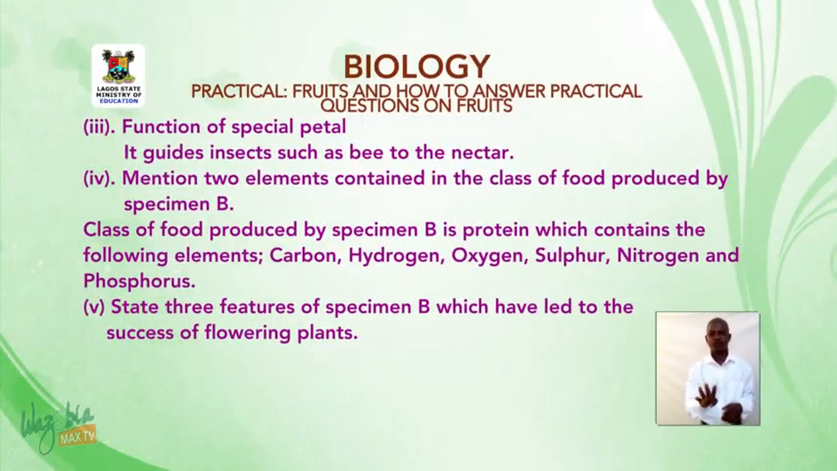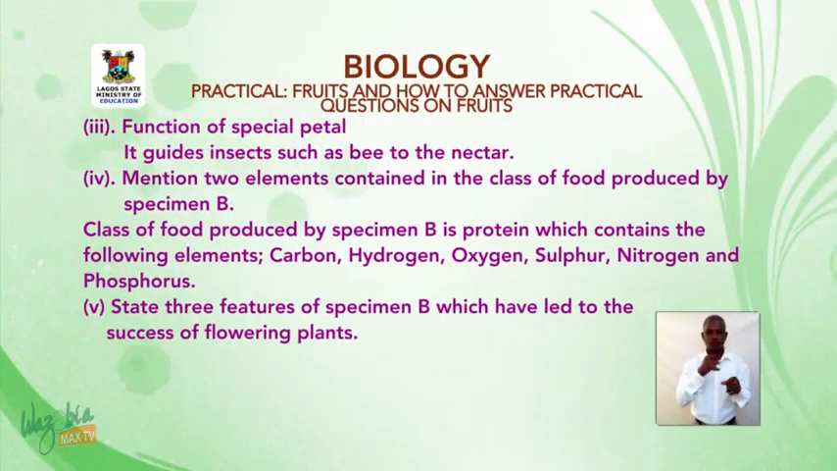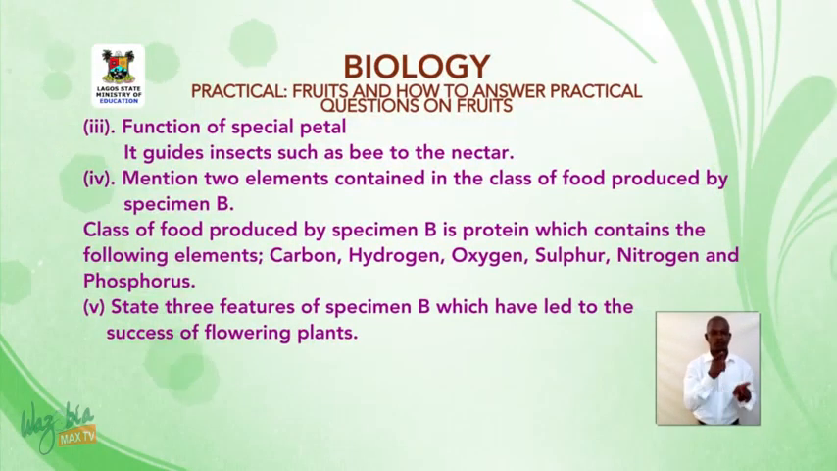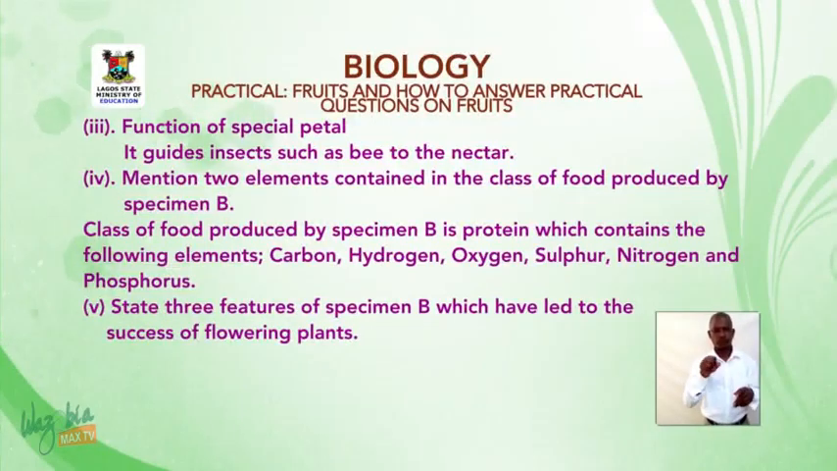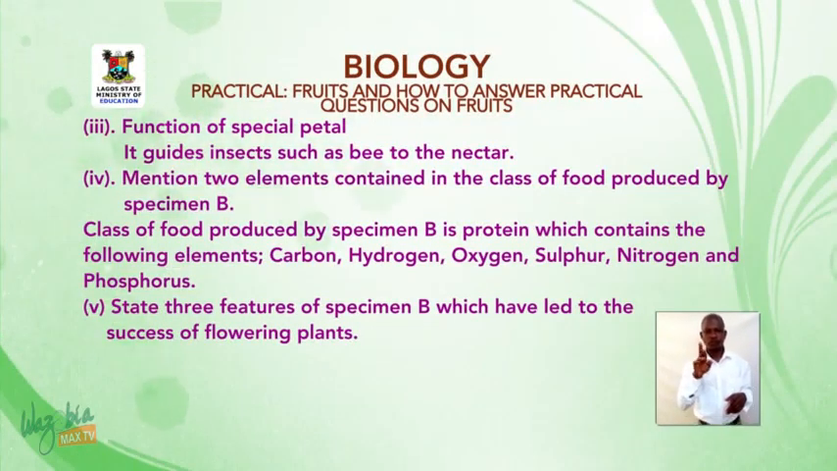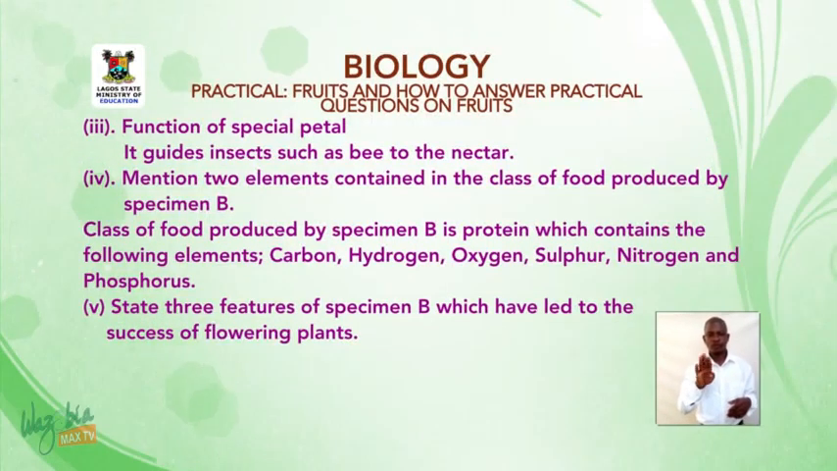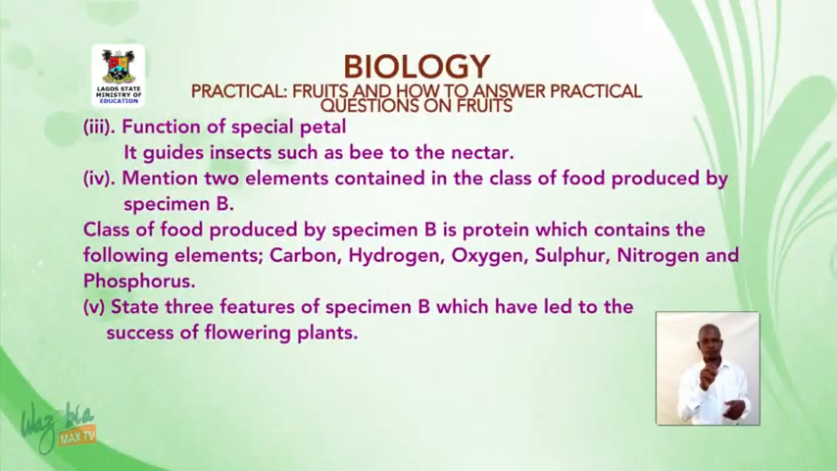Question B4. Mention 2 elements contained in the class of food produced by specimen B. Answer: class of food produced by specimen B is protein, which contains the following elements: carbon, hydrogen, oxygen, sulfur, nitrogen, and phosphorus.